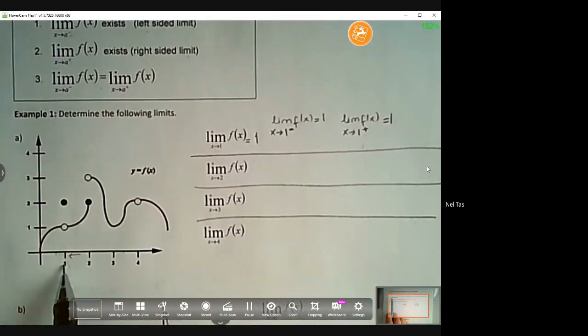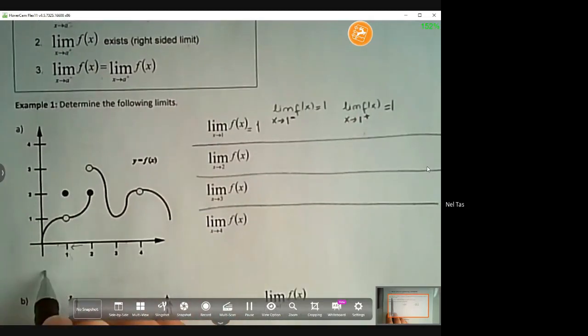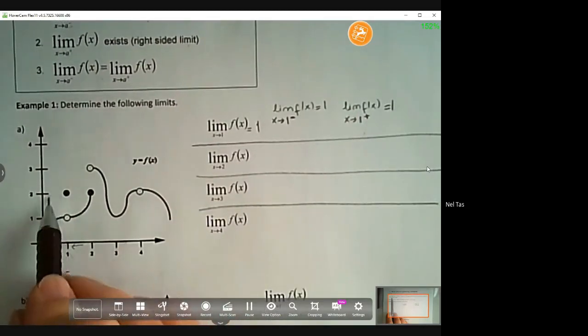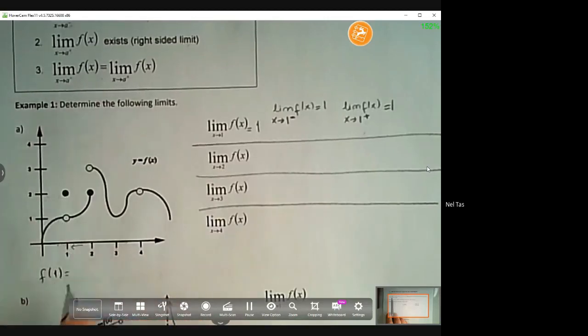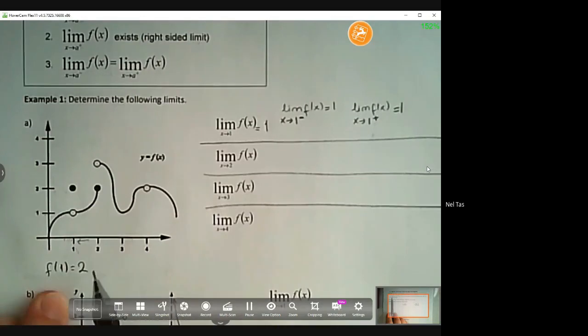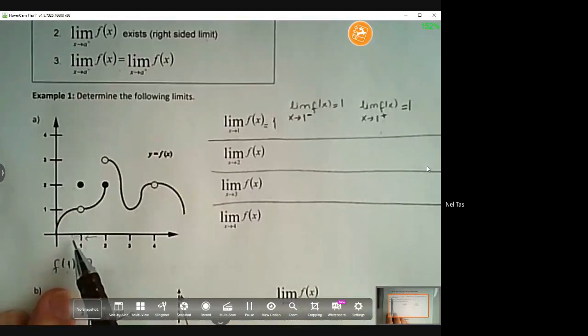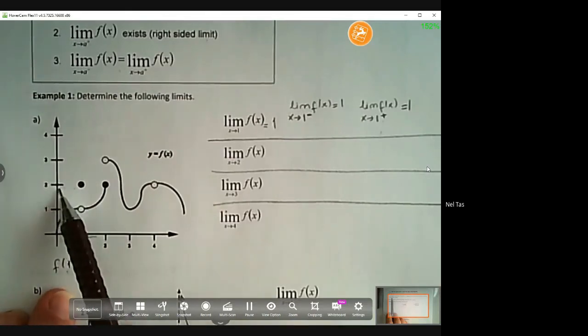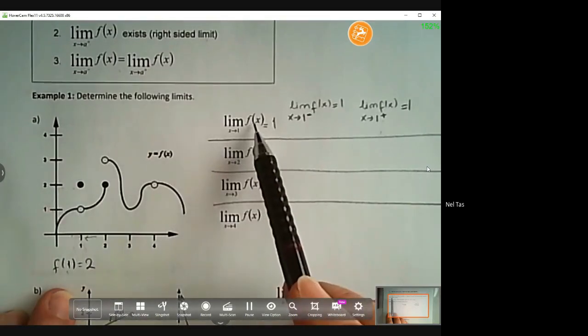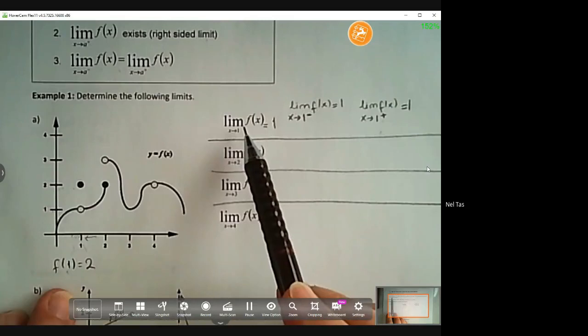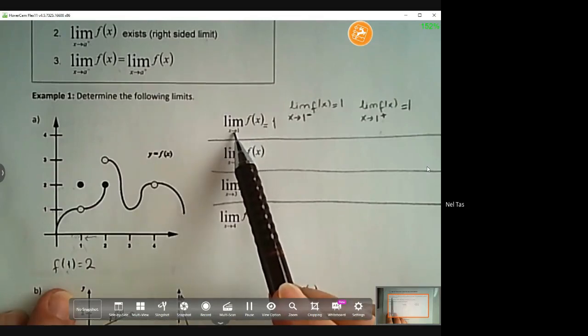What is f of 1, okay? When you look at f of 1, that is 2, right? F of 1 is 2. So as you see, the limit is not the same as the value of the function at that point, which is fine. Again, when we look at the limit, we don't look directly at the y value when, let's say, for this example, x is equal to 1. When x is equal to 1, y value is 2. But the limit is not the same as the y value of that point exactly when x is equal to 1.